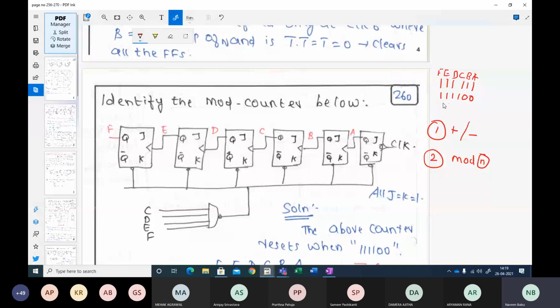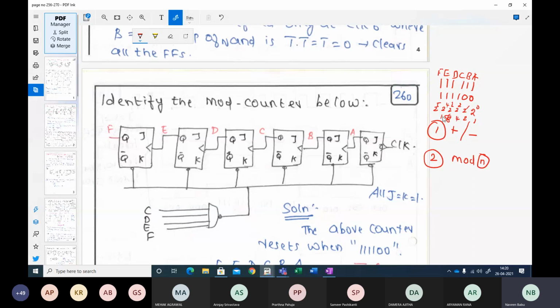So what is this particular value? A corresponds to what? 2 power 0. I should write here. A corresponds to 2 power 0, 2 power 1, 2 power 2, 2 power 3, 2 power 4, and 2 power 5. Okay, so this corresponds to 1, 2, 4, 8, 16, and 32.